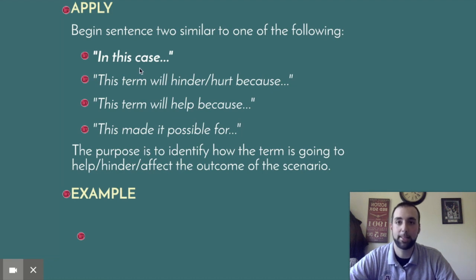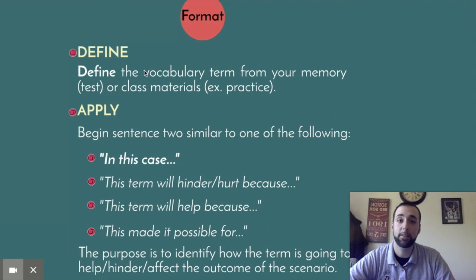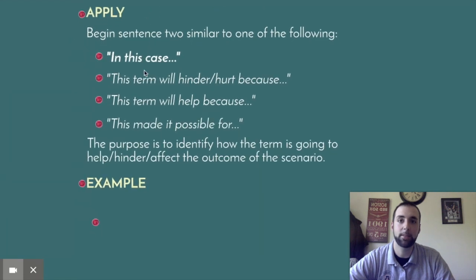Notice how I started that second sentence with, in this case, and what I did is I explained how the term, in this case studying, was going to affect the scenario. And not just that it's going to help him, it's specifically going to help him get a better grade. It's going to help him improve his score. I'll show you an example in just a moment of an actual FRQ, and hopefully the second sentence, the apply sentence, will make more sense.